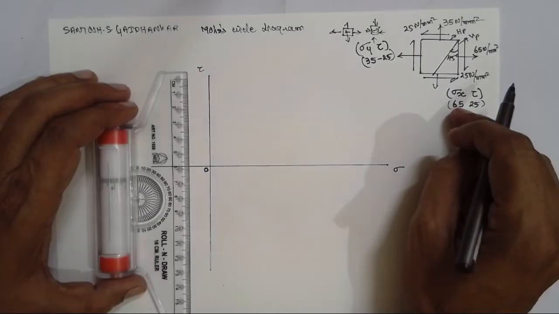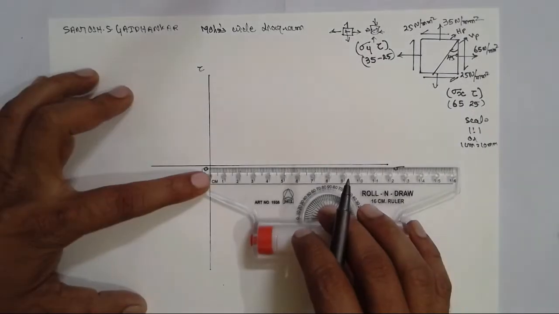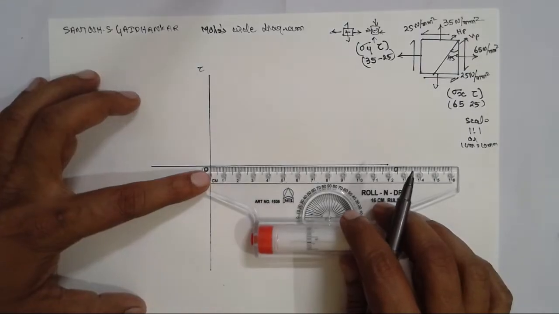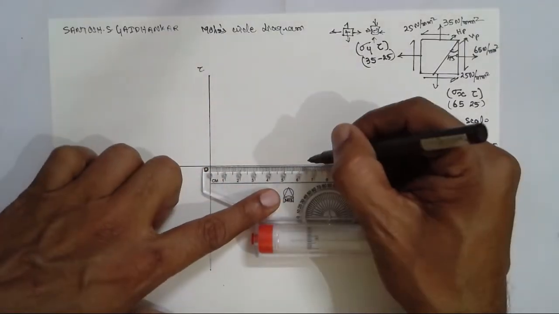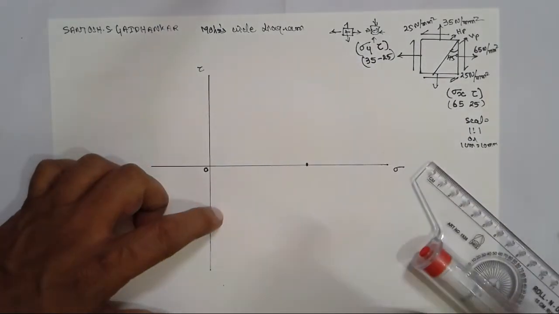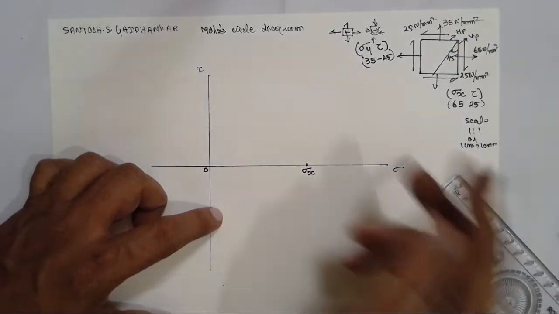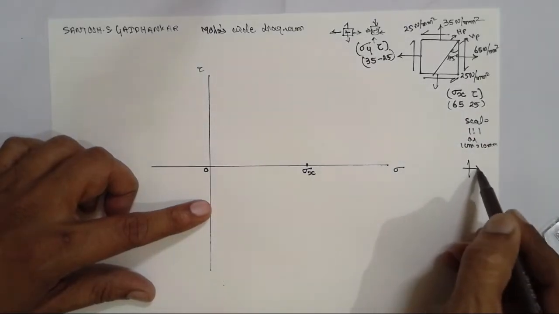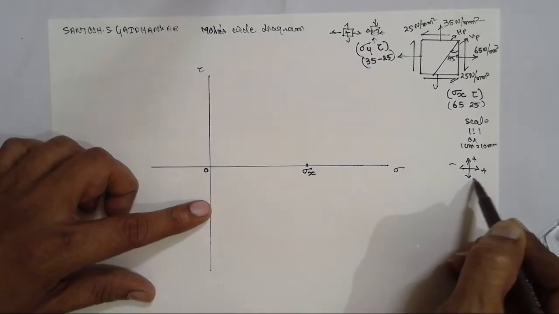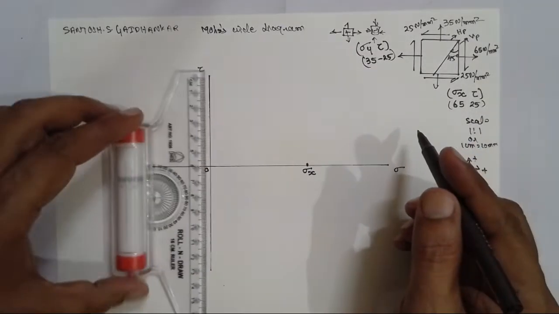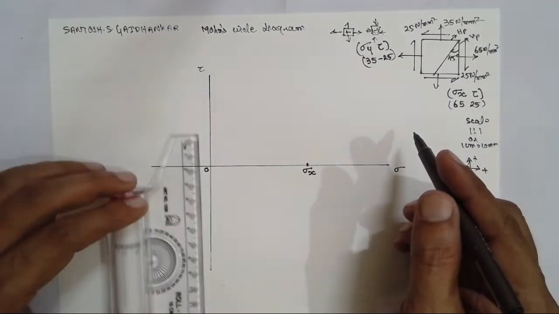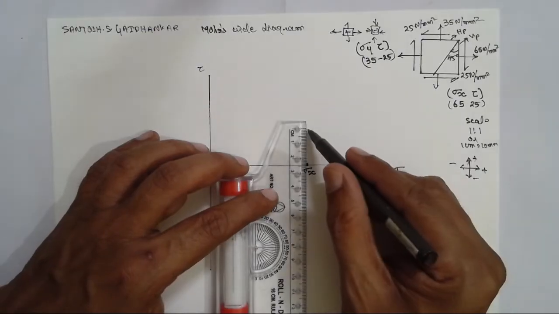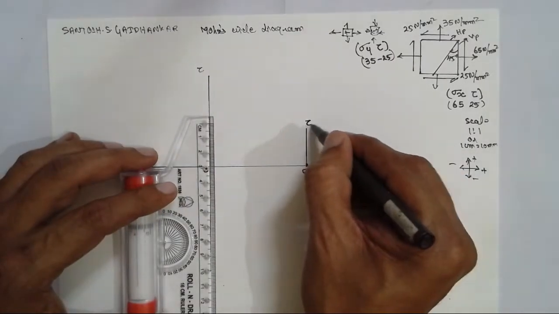Now sigma x is positive 65. From O I will move 65 in the positive direction. This is nothing but sigma x. Now tau is 25 positive, upward. In this way, this one is positive, positive, negative, negative. Here it is positive, 25 upward. I will consider this tau.